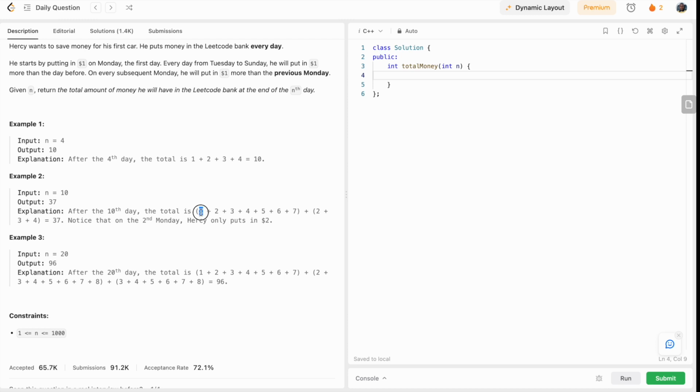So this is the first week, I put $1 here. At the end of this week I'm going to put 2 instead of 1. So I'm not starting back with 1, I'm starting back with 2. This is how the thing is arranged. Now the goal here is to find out the total amount we are going to have at the end of the process, that means at the end of the n days.